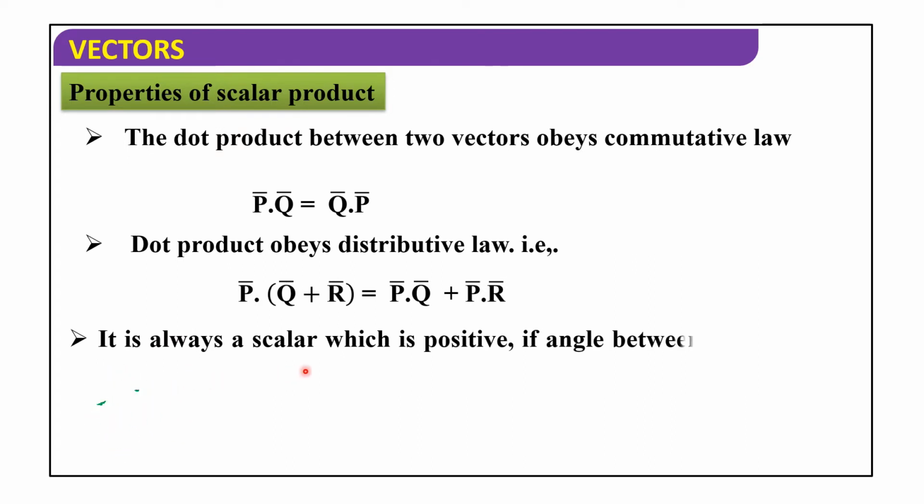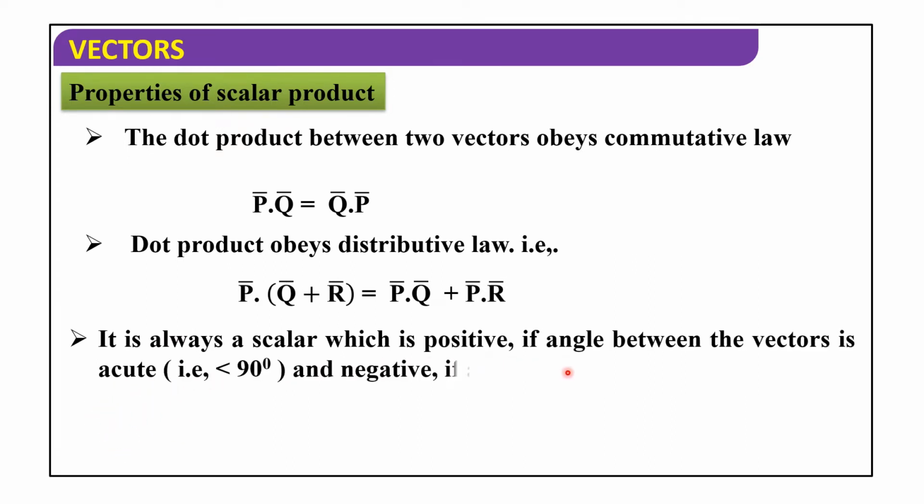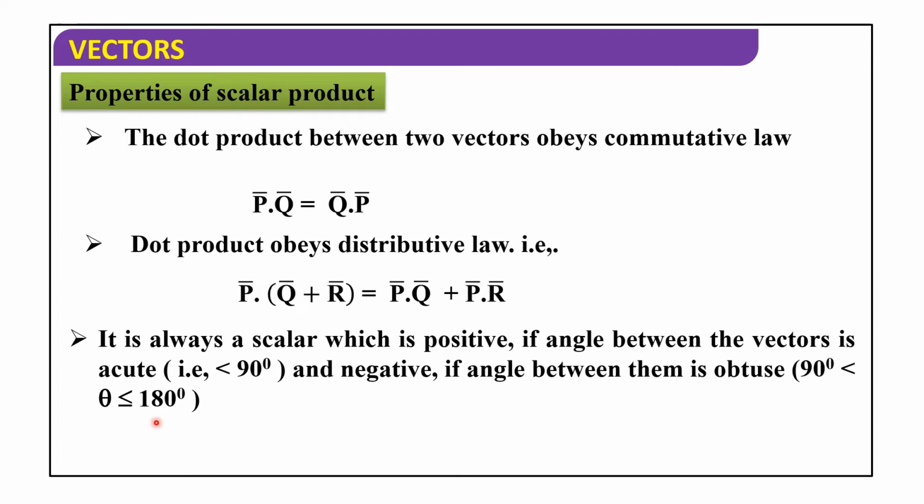It is always a scalar, which is positive if the angle between the vectors is acute, nothing but less than 90 degrees, and negative if the angle between them is obtuse, nothing but the angle between 90 degrees less than theta less than or equal to 180 degrees.